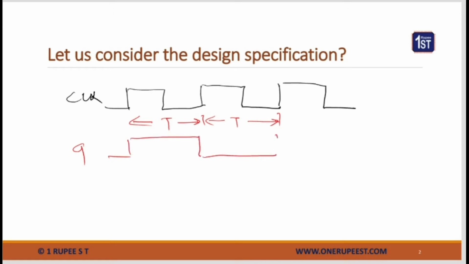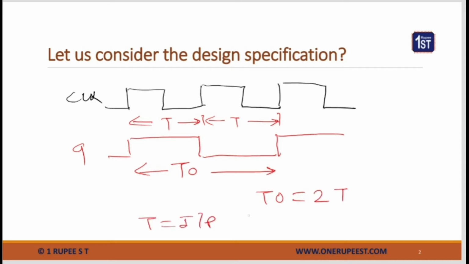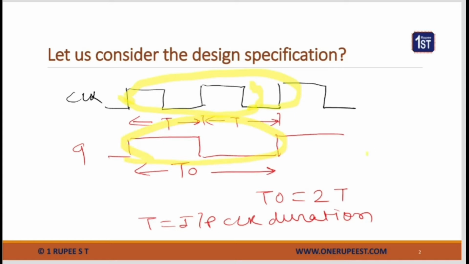as shown here. This is the T0, where T0 is 2 times T, where T is the input clock duration. So effectively, if you observe two clocks, I will be getting a single clock. So this is basically your divide by 2, isn't it?